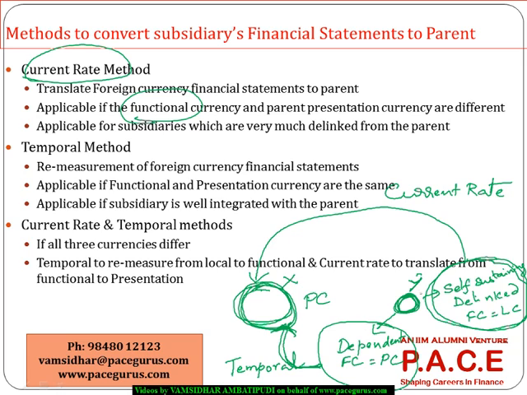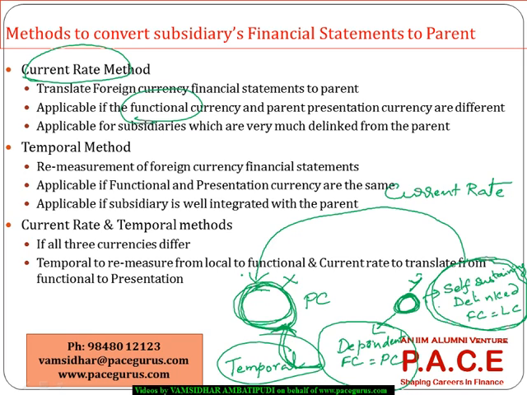And if all three currencies are different, then to convert from local to functional, I'll use the temporal method. To convert from functional to parent presentation, I will use the current rate method.